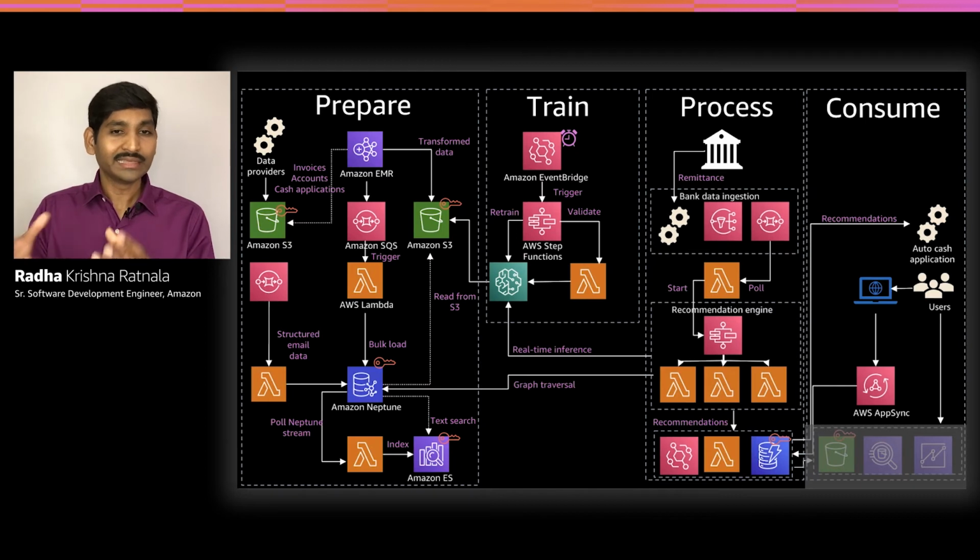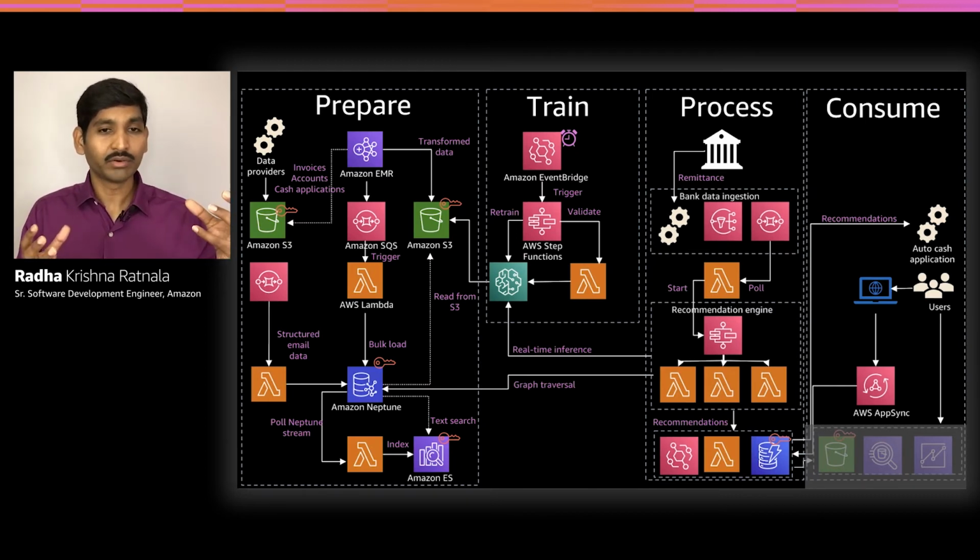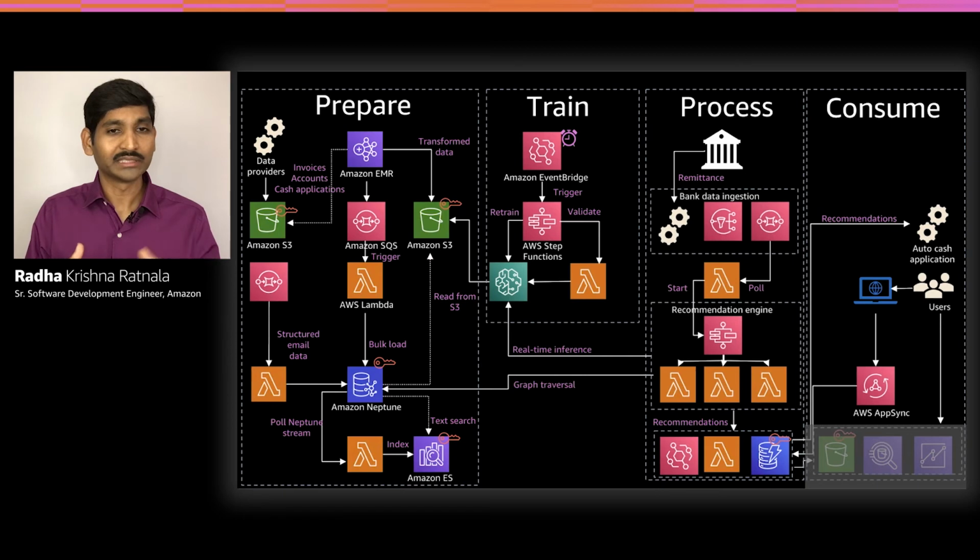We actually take these manual cash applications and feed them to our machine learning model so that the model can understand whatever our analysts are trying to do, and next time when it sees a similar pattern, it can automatically identify the recommendation without user involvement.